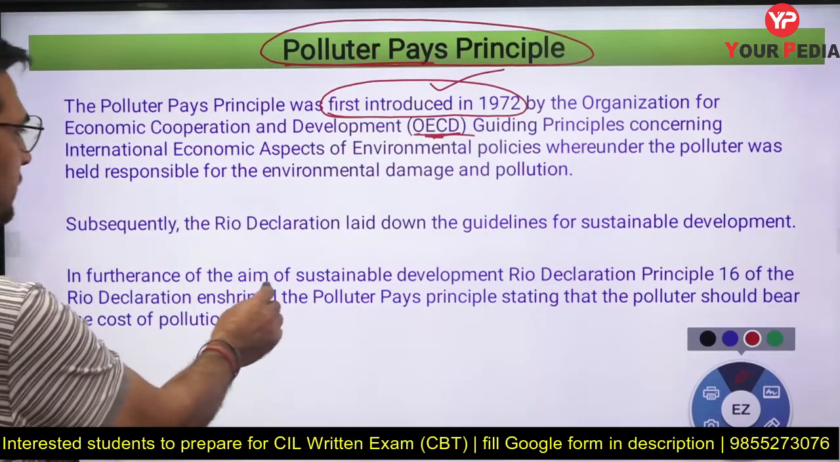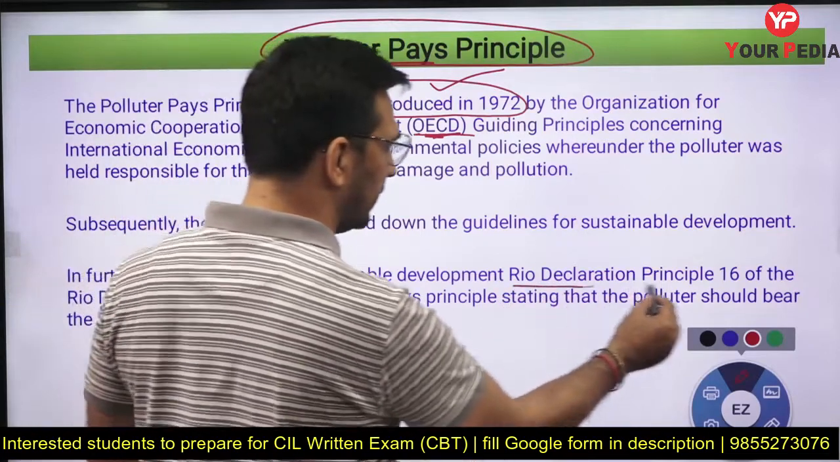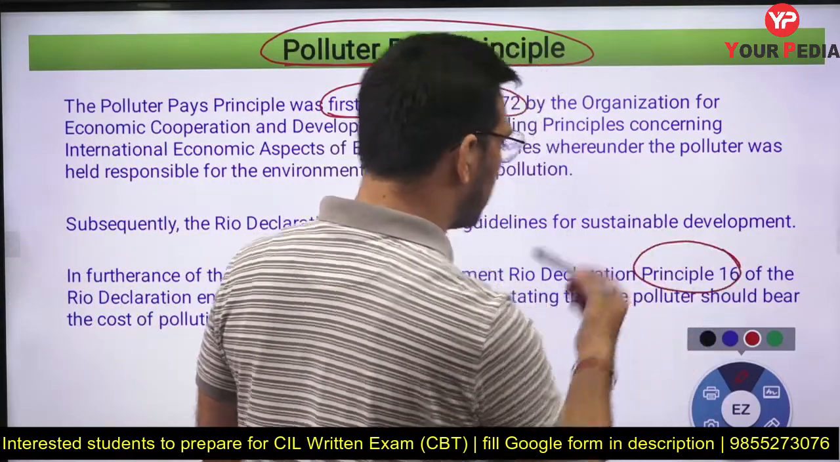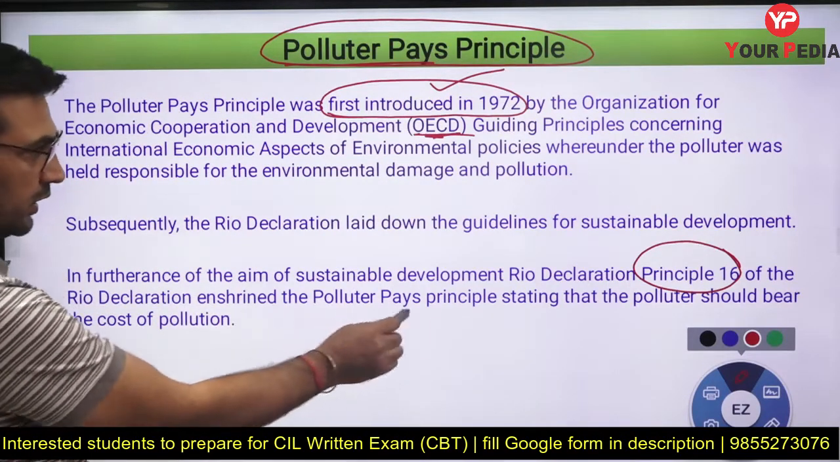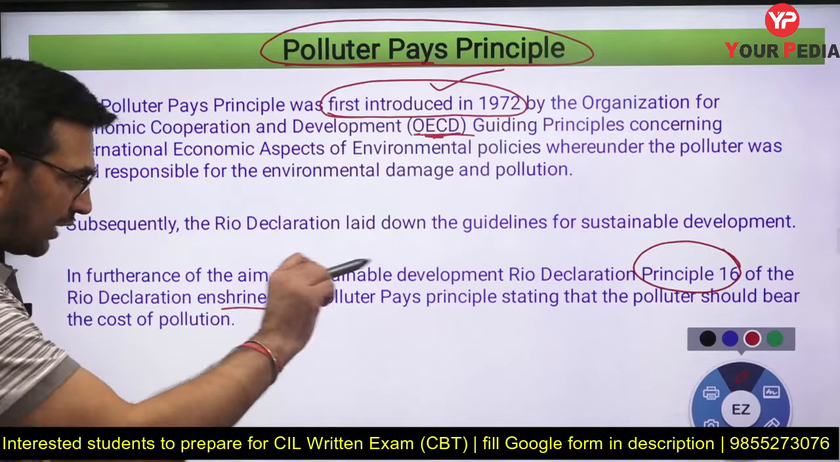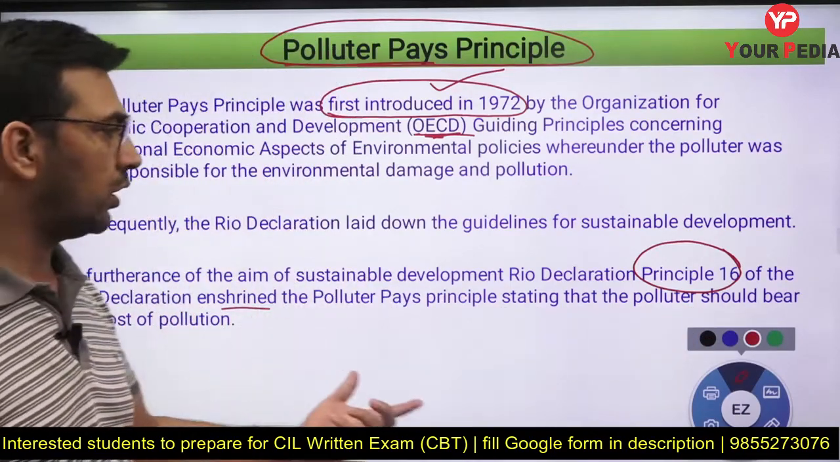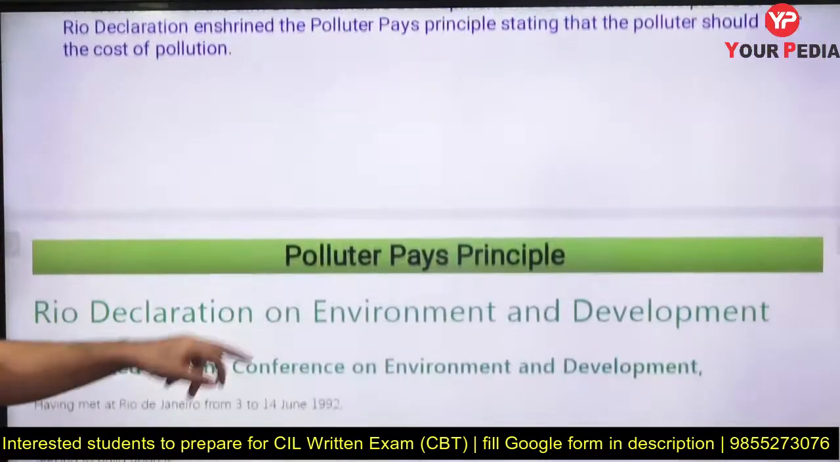So in furtherance of the aim of sustainable development, which was highlighted in the Rio Declaration, this principle is important. It is mentioned under Principle 16 of the Rio Declaration, which enshrines or lists these principles, stating that the polluter should bear the cost of pollution. As simple as that. So this factual information you should be very clear about.